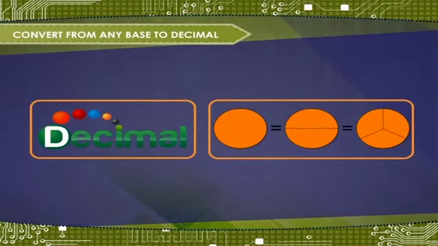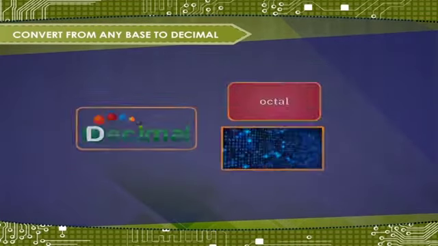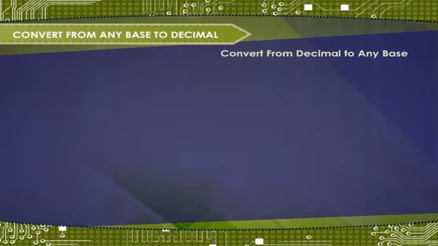So far, you have learned how to convert from any number system to decimal system. Now, you will learn to convert from decimal to another system. Convert from decimal to any base. Let us analyze the decimal number 345 again and convert it to decimal notation.